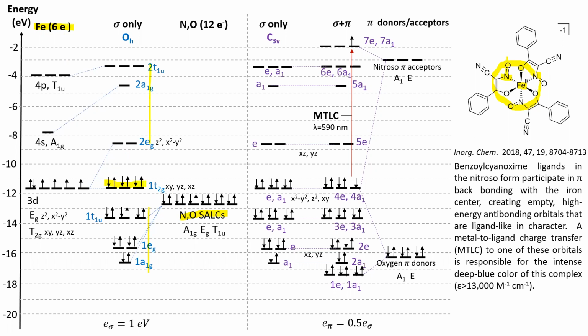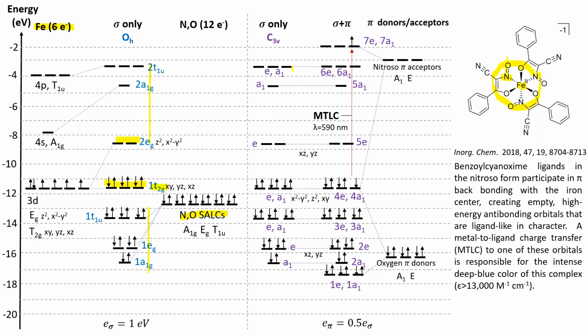And purely for clarity, I've used the scale 1 e sigma equals 1 electron volt here. So the d electrons sit in this t2g non-bonding set, and 3 units of e sigma above that, we have an empty eg set. Now, when we consider pi donors and acceptors, this complex is not really octahedral.